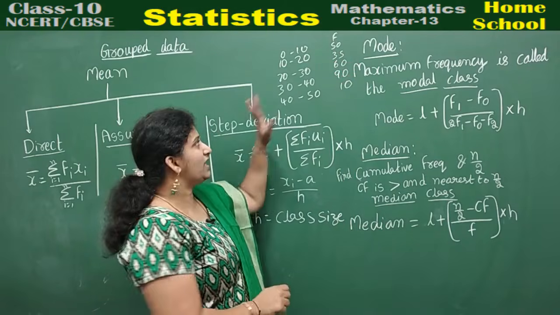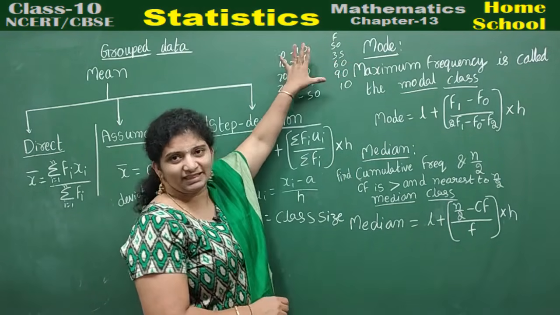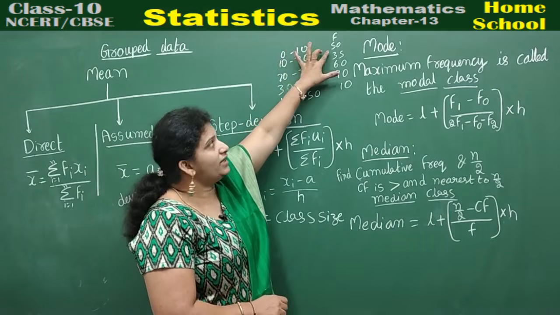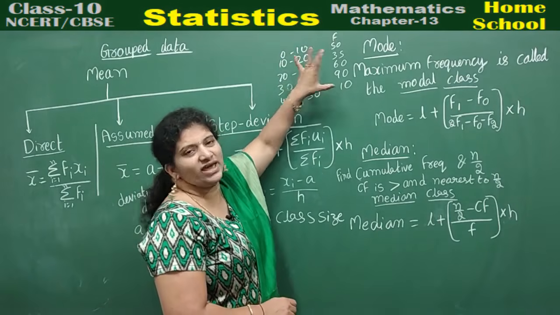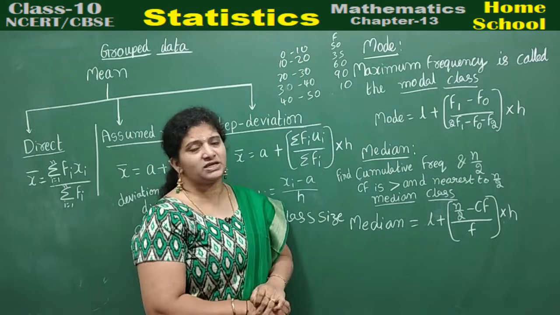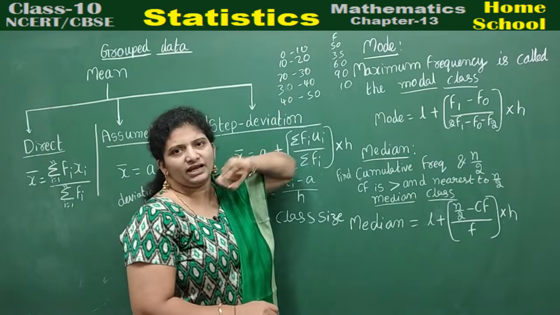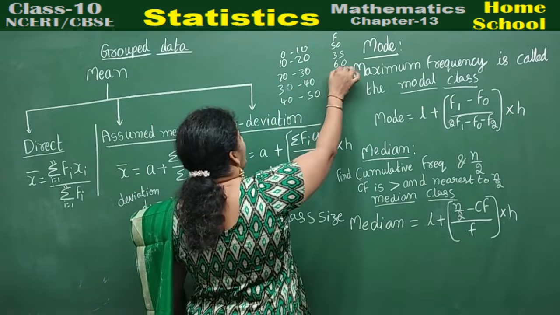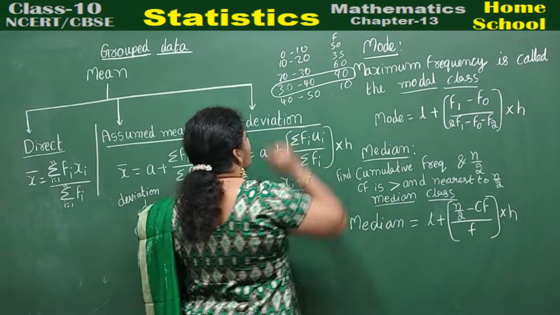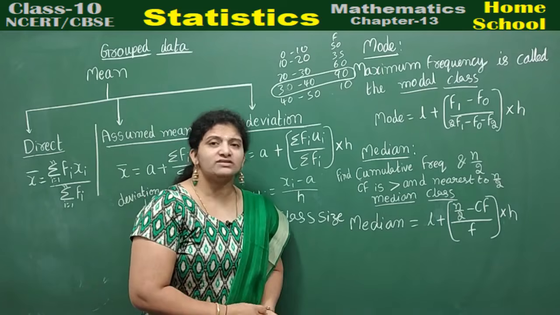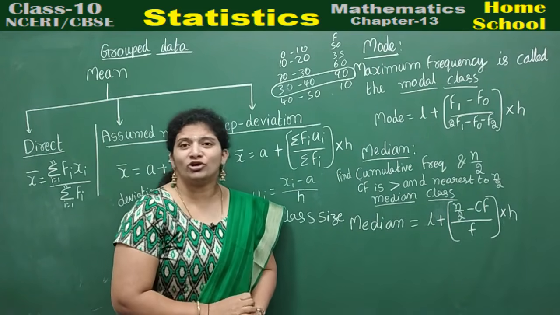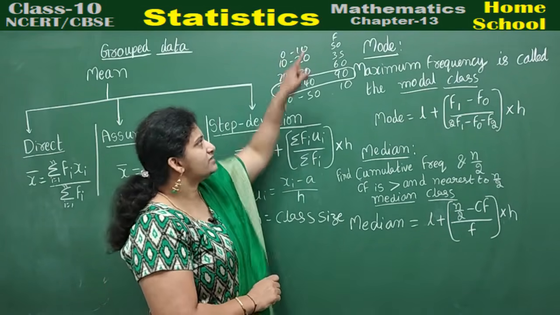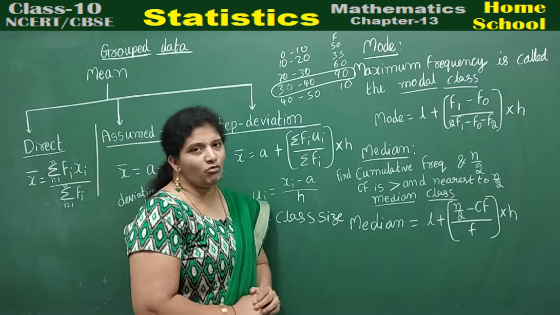Now observe carefully. Don't try to see anything in the class interval; this is called the class interval. Here is the frequency. In the frequency, which is the highest? 50, 35, 60, 90, 10. Which is highest? 90. Now you select this as the modal class. Try to understand carefully, children. Calculating mode is very easy. First, select the modal class. Which is the modal class here? The one with the highest frequency.